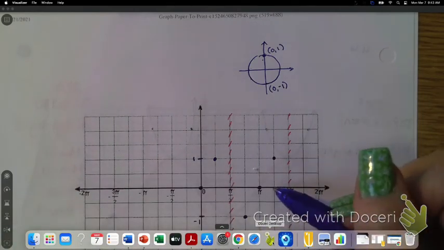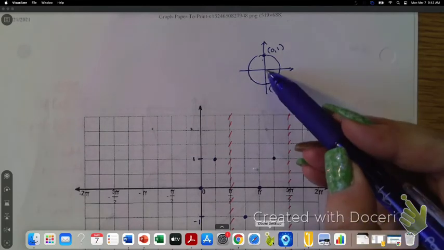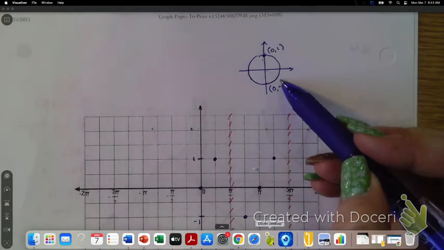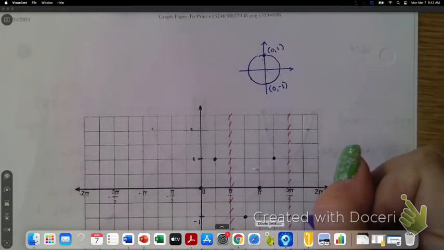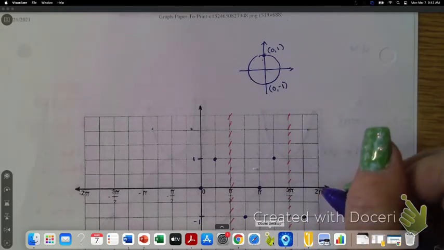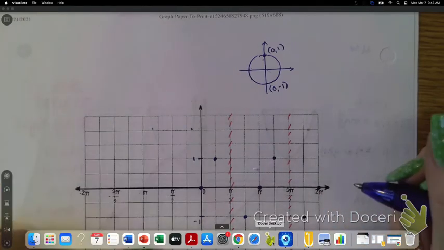This was 5 pi over 4, so this one would probably be about 7 pi over 4, right? Yeah. So 7 pi over 4 is the 45 in the fourth quadrant. So is it positive or negative? Negative. So it's negative 1, right? And then 2 pi is just going to be 0. Okay, let's go backwards.